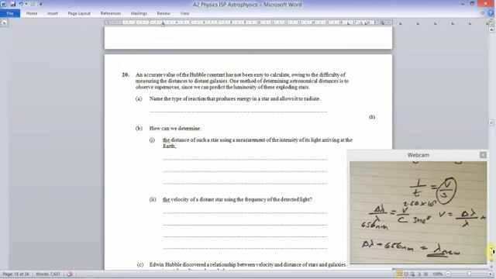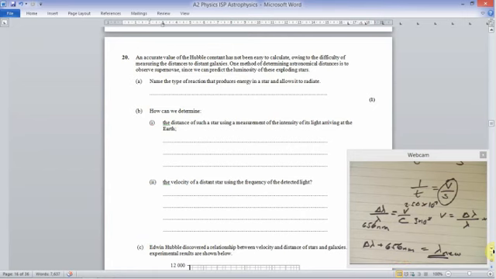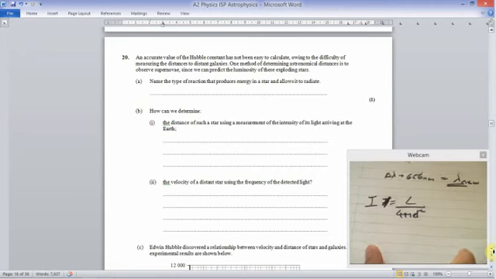Okay, determine how we can determine the distance of a star using the measurement of luminosity and the intensity of light arriving at the Earth. So remember using the idea of F equals L over 4 pi d squared. That's a d, sorry, not r, and that is written as I or F, whichever way you want to do that. So that's the equation we're using.